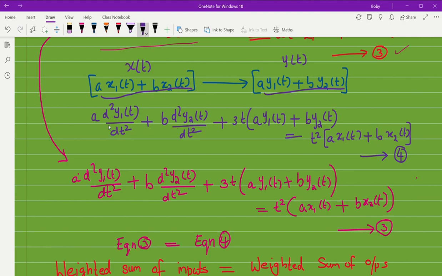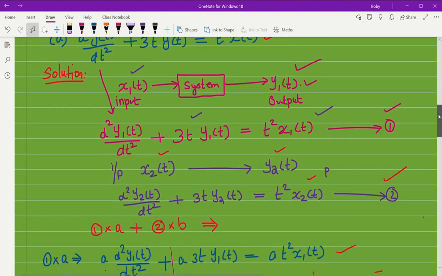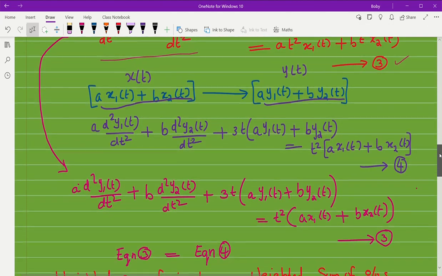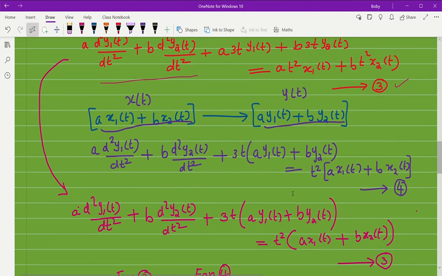So when we substitute, the equation we get is a into d square y1 of t divided by dt square plus b into d square y2 of t divided by dt square plus 3t into a y1 of t plus b y2 of t is equal to t square. Look at the right hand side of the given equation: t square x of t. What you can see here is that it is equal to t square into a x1 of t plus b x2 of t. And now we have to make a comparison. This is our equation number 4.